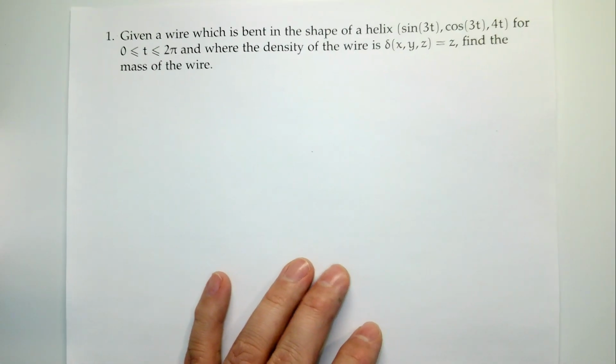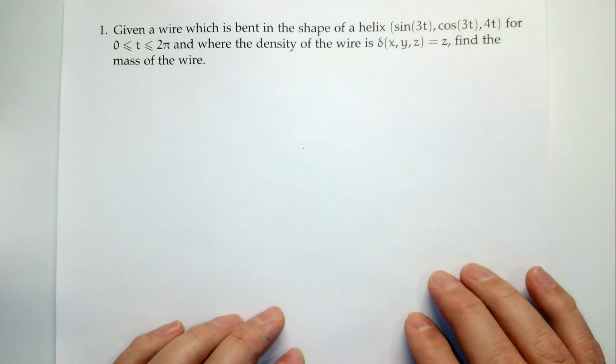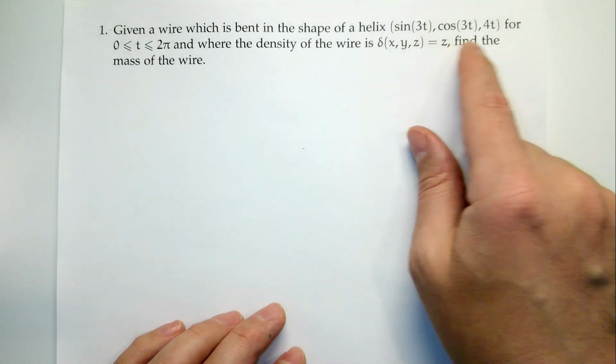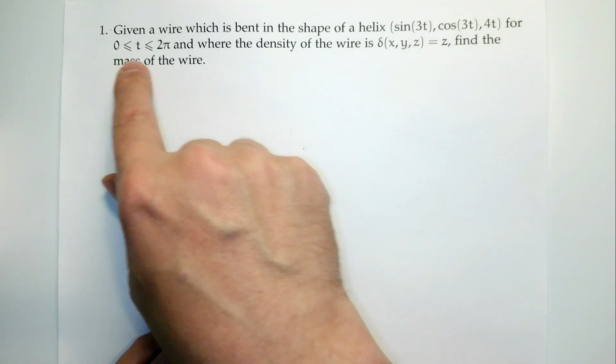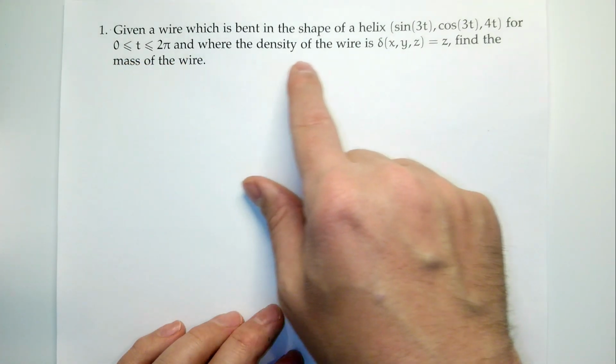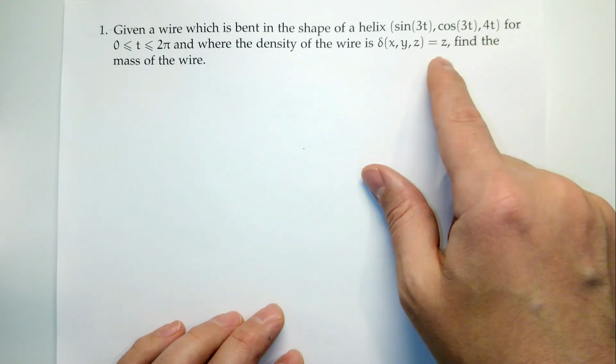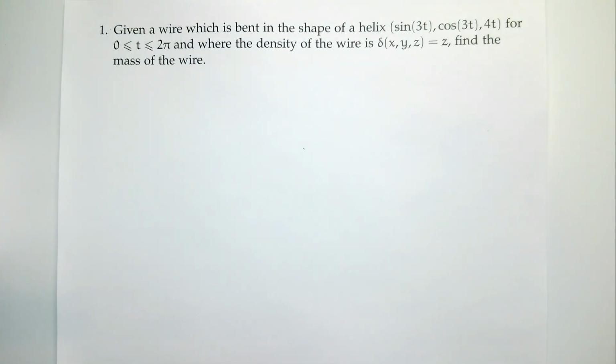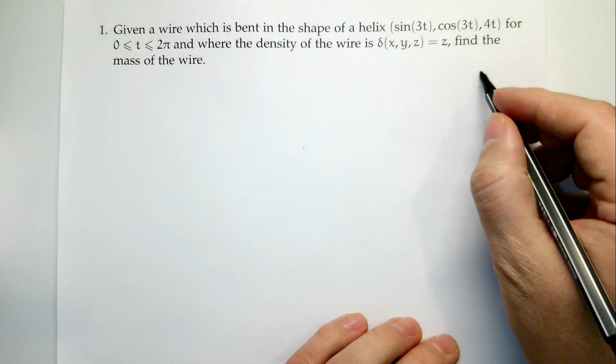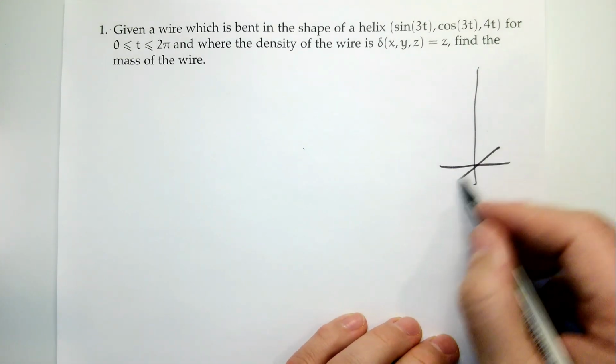So number 1. We're given a wire which is bent in the shape of a helix, sine of 3t, cosine 3t, 4t, where t goes from 0 to 2 pi, and the density of the wire is z. So in other words, what's happening? Well, we can imagine that we have the picture. We kind of know what the helix looks like.